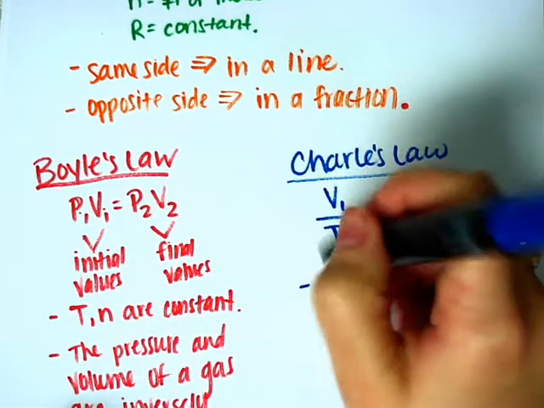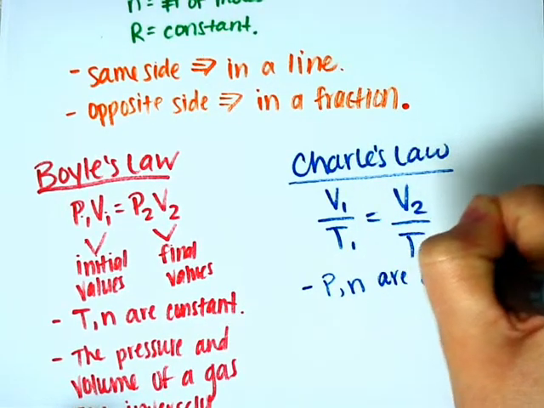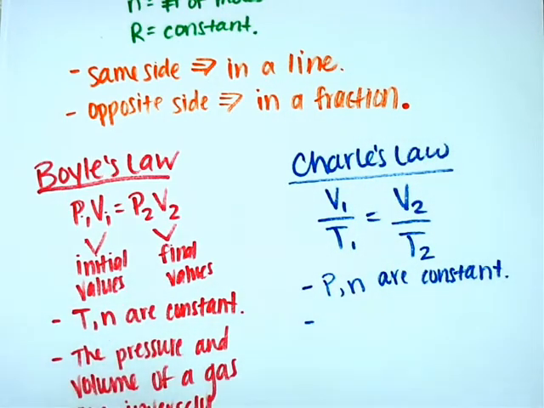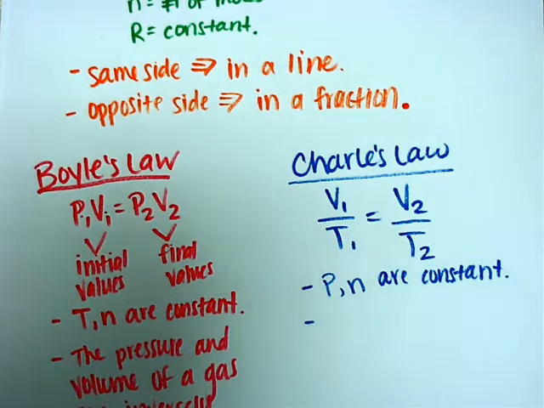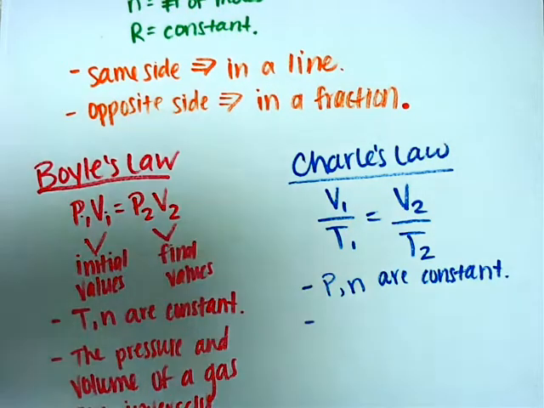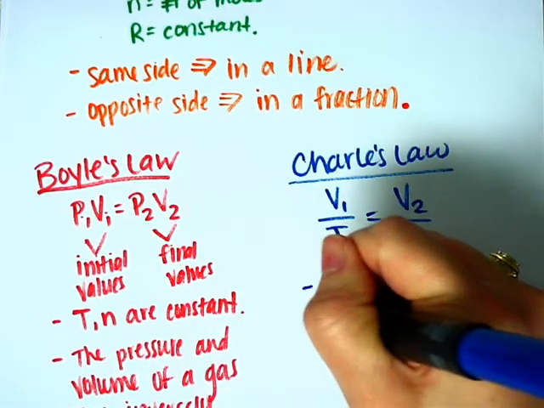So pressure, we didn't include pressure. And we didn't include our number of moles. So these are going to be constant. Okay, so we want to know what sort of relationship our temperature and volume are going to have. Boyle's law was an inverse relationship. So do we think this is going to be inverse? No. Why not? Because it's divided. We're dividing. We're not multiplying anymore. So this is going to be a direct relationship. So the volume and temperature of a gas are directly related.